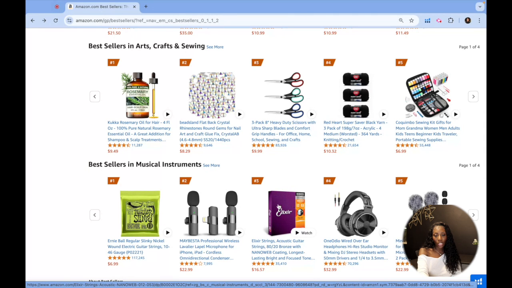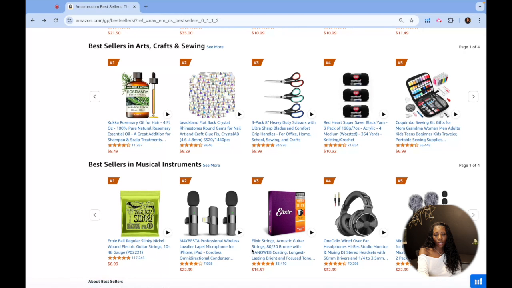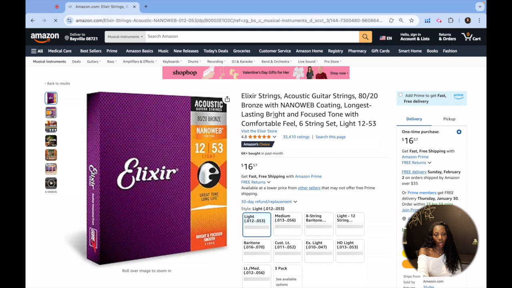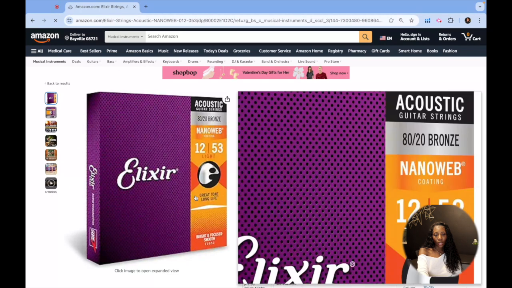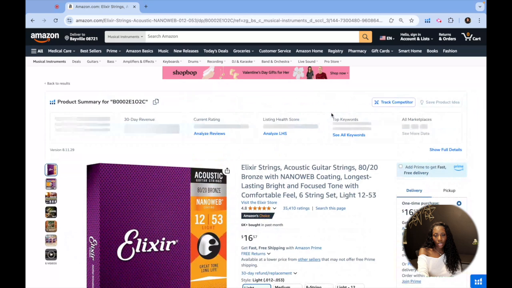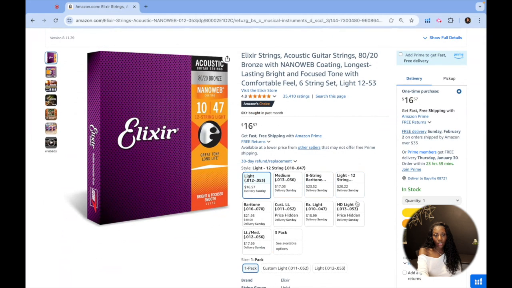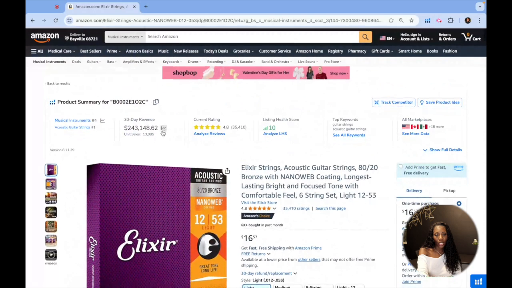And then also these are guitar strings as well. They have a lot of reviews. So out of curiosity, let's go ahead and click on this listing right here. The box just kind of caught my eye. This is, let's see, a pack of 6 strings for a guitar. Oh, okay, they've got different variations of this product, but up here we can see number 4 in the category of musical instruments, and then acoustic guitar strings, it's number 1 for that keyword.